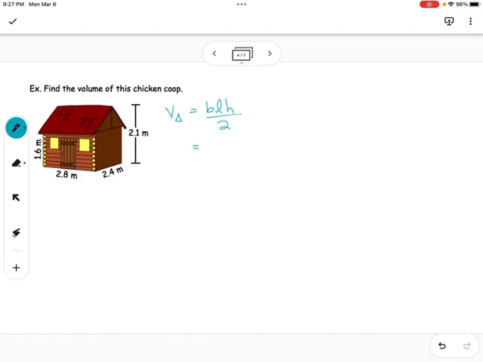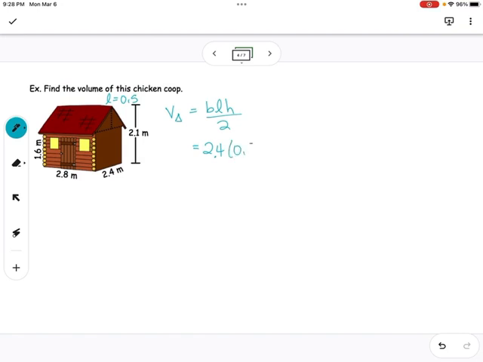Okay. The base is the base of the triangle, which is 2.4. The length is actually the height of the triangle. What we notice, the height of the chicken coop is 2.1, and the height of the rectangular piece is 1.6. So then the height of the triangle will be 2.1 minus 1.6, which gives us 0.5.